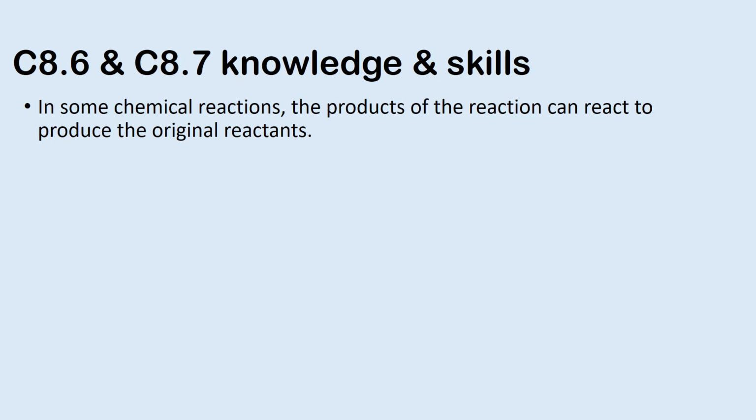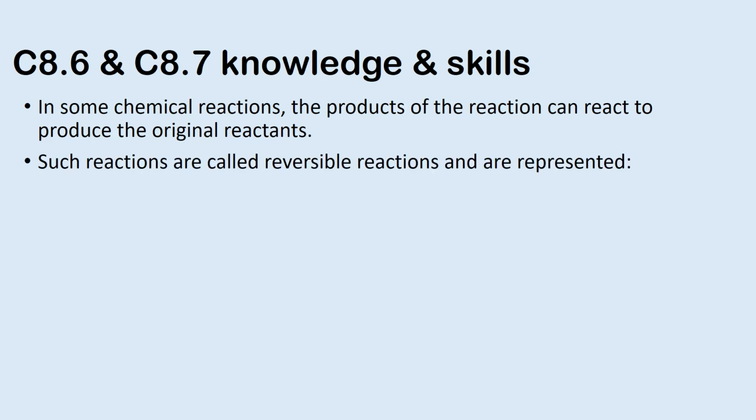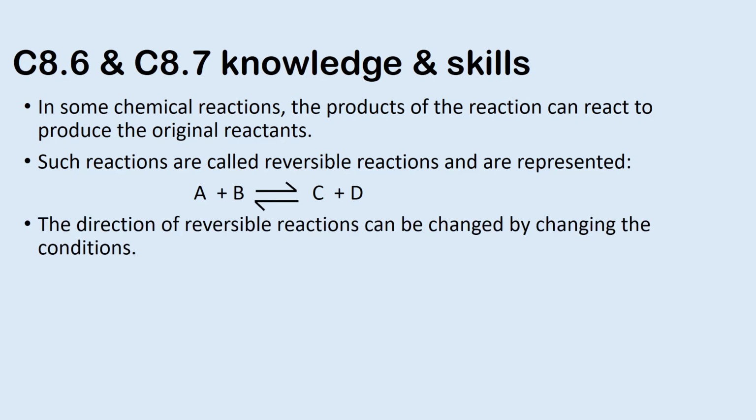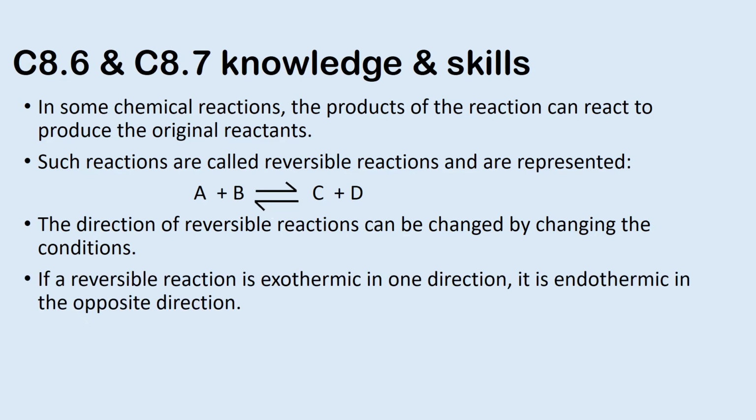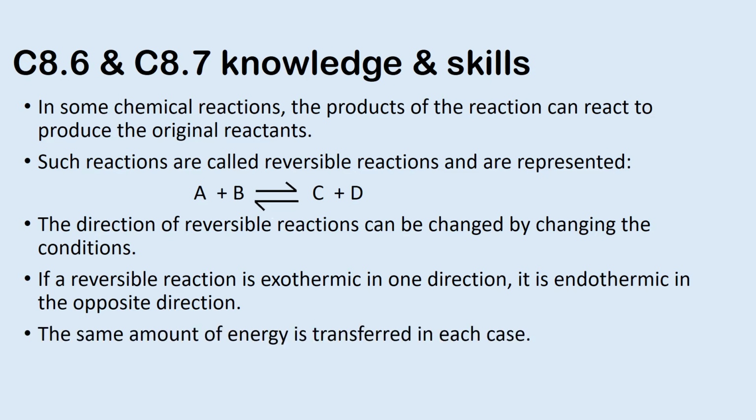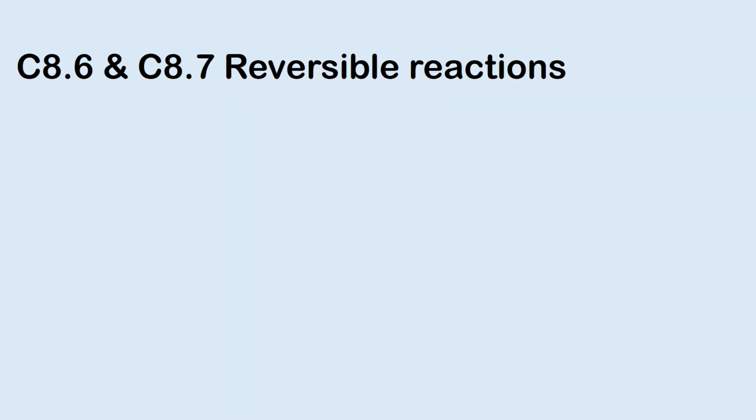So we're going to be looking at the fact that in some chemical reactions you can get the original reactants back again. We're going to be looking at the fact that they're called reversible reactions and how they can be represented. We're going to be looking at the fact that you can change the direction of a reversible reaction by altering the conditions. We're going to be looking at energy in these reactions and the fact that if it's exo in one direction, it's endo in the other, and the fact that that amount of energy is going to be the same every time.